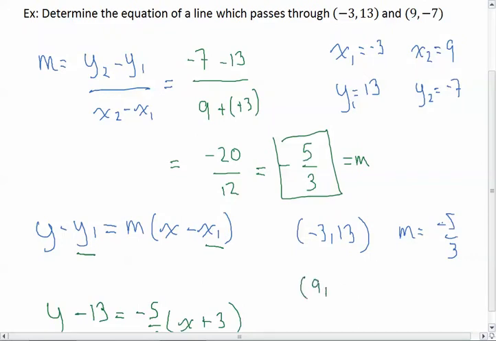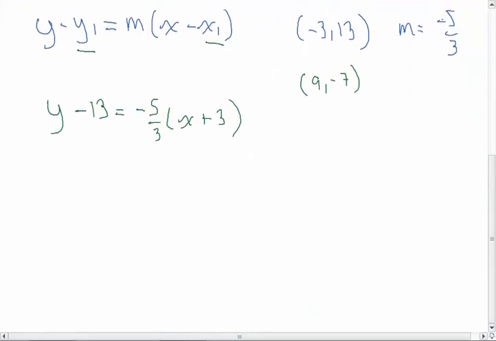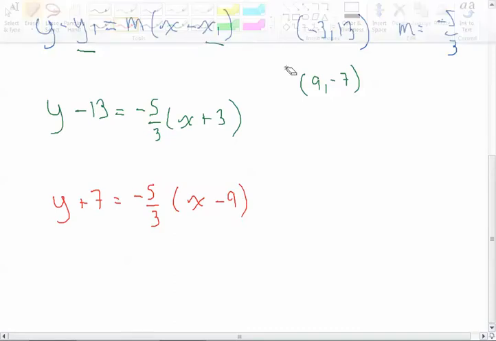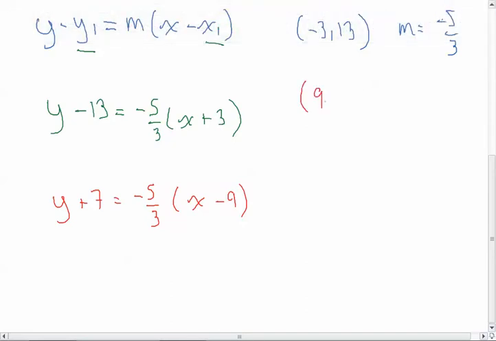the point 9, negative 7. And we're going to show that the two equations we get are indeed exactly the same. So in this case, I'm going to have y plus 7 is equal to negative 5 over 3 onto x take away 9. And that's just using our substitution values here. I'm just going to redo this guy. I'm just going to put this in red just so it matches up a bit better. So 9, negative 7, comma.